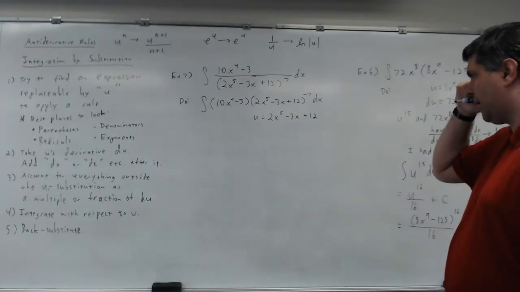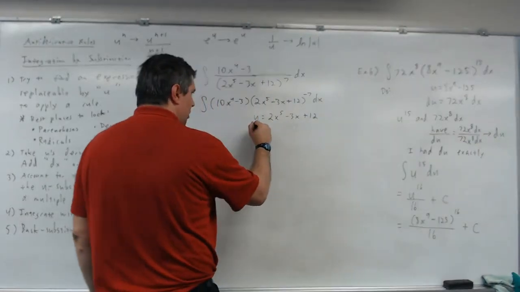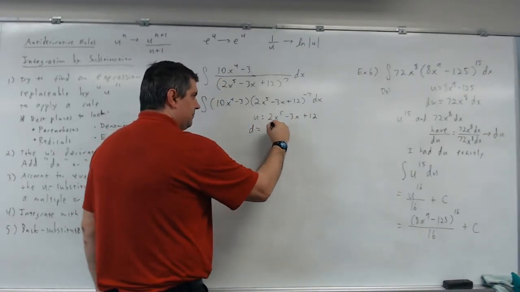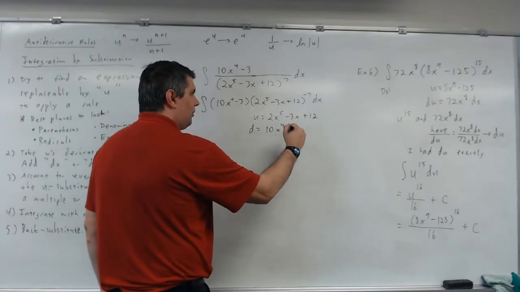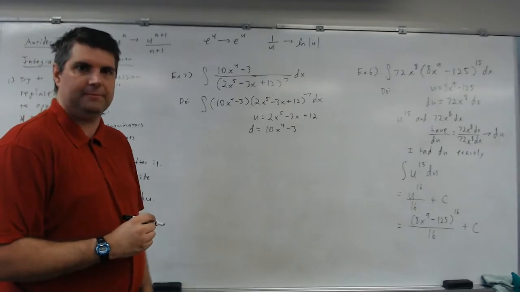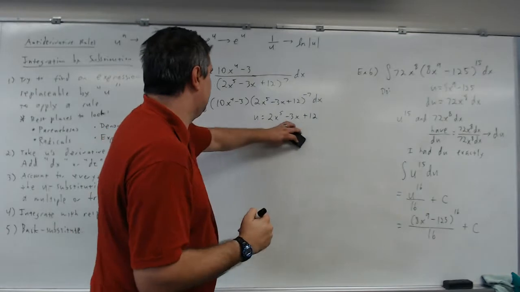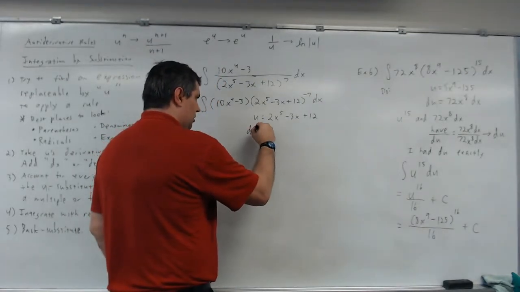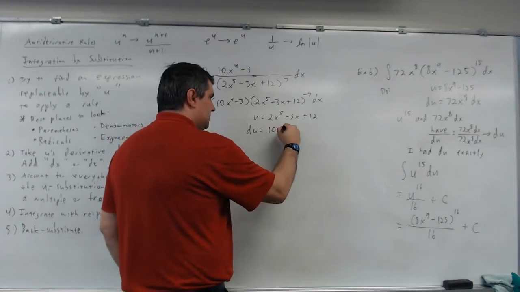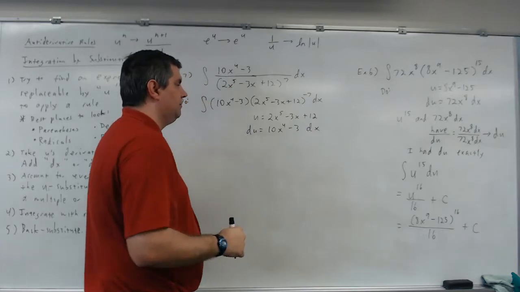The reason I chose this is because it was a denominator and it's in parentheses. Okay? So du is a derivative of this. So this is going to be 10x to the 4th minus 3. I'm sorry, I need to rewrite this. Du, I just wrote d. Du will be 10x to the 4th minus 3, and that's going to be dx again.